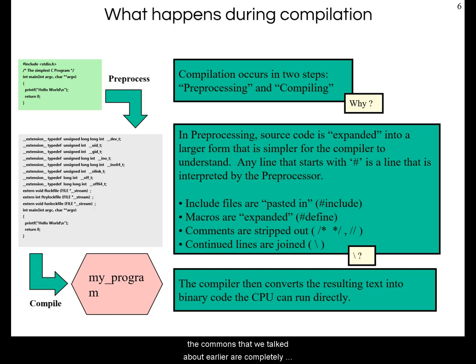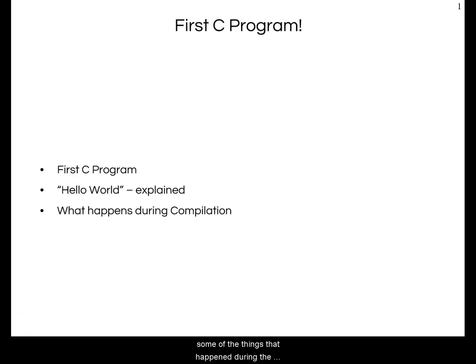Now, some of the key things that you need to remember: the comments, slash star star slash, that we talked about earlier are completely stripped out. The include files get expanded. These are some of the key things that happen during the compilation process. Now, let's look at the summary of what we saw in this program. We saw the first C program, we wrote a C program, we printed out hello world. I want all of you to try that out.